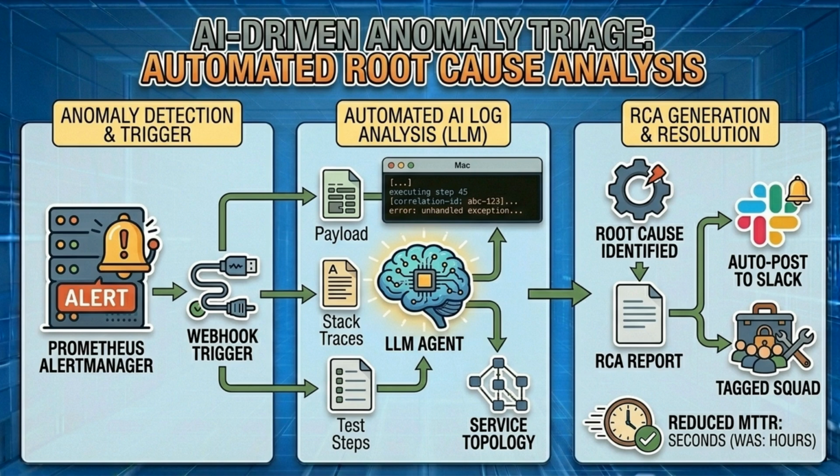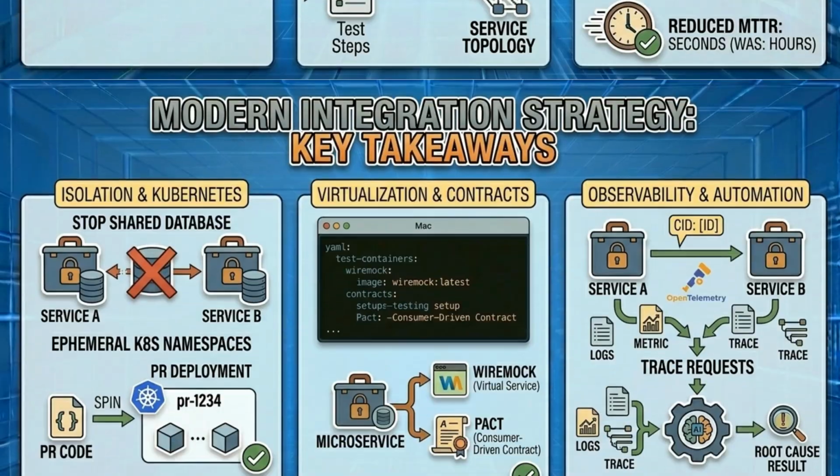It maps the error across your service topology, automatically categorizes the instability, identifies the root cause, and determines which microservice is responsible. It then posts a complete root cause analysis to Slack, tagging the exact engineering squad required to fix it. This reduces mean time to resolution from hours down to seconds.